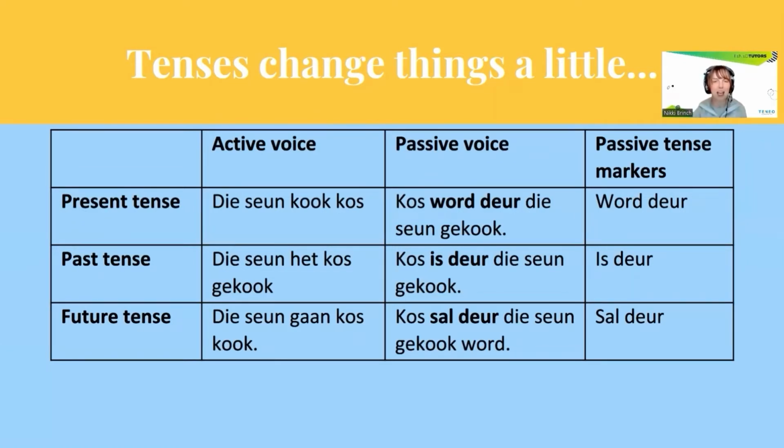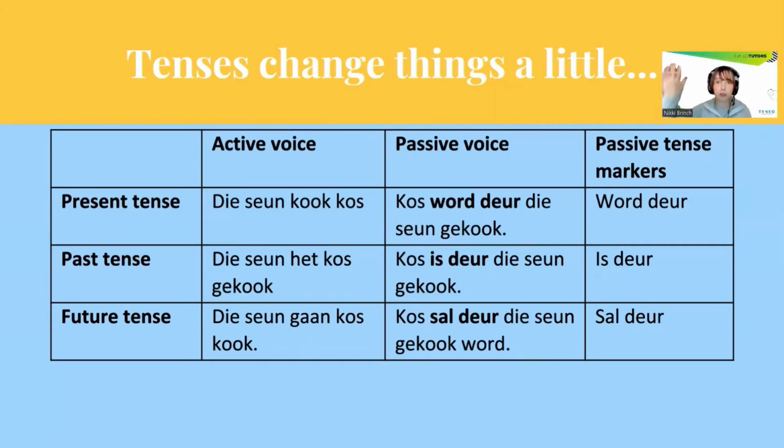So in Afrikaans, we have two words you can find in a sentence that tell you in what tense an active or passive sentence has been written. In particular, a passive tense sentence. So when we look at the present tense passive voice explanation of "die seun kook kos", then the passive tense sentence is "kos word deur die seun gekook", where kos is the object. "Word deur" always goes with the present tense passive voice. It's always connected with present tense.